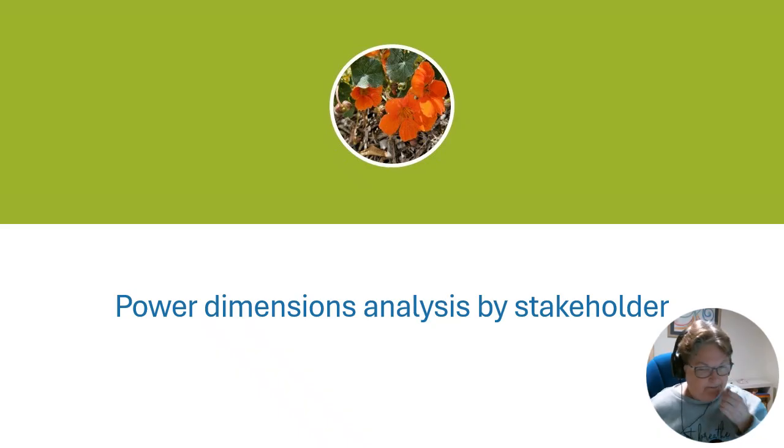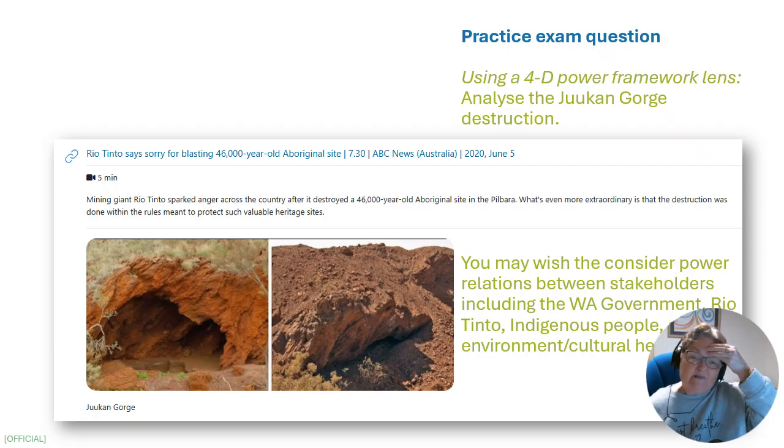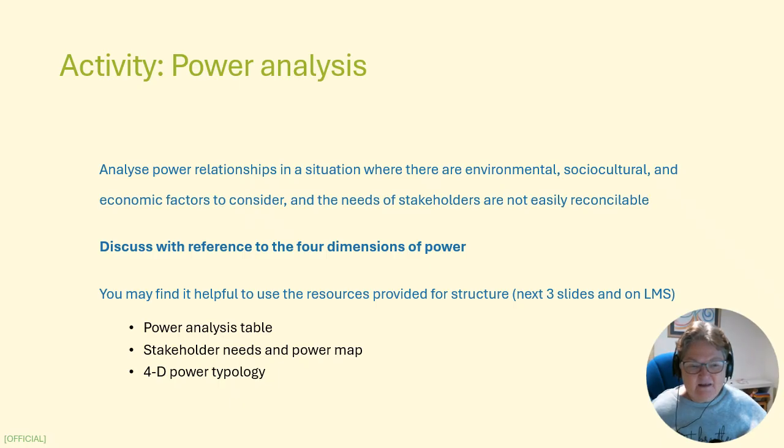There's another way to do it, and that is to look at stakeholders. So again, when we talked about the Juukan Gorge, who were the stakeholders? So you had Rio Tinto, you've got the WA government, you've got the local Aboriginal community, which was, of course, split, and you've got the public, you've got the lawyers, whatever it is, probably, and you've got culture, enduring culture. So maybe pick about 5 stakeholders and analyze what power resources they have available.